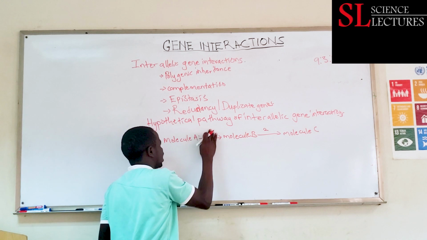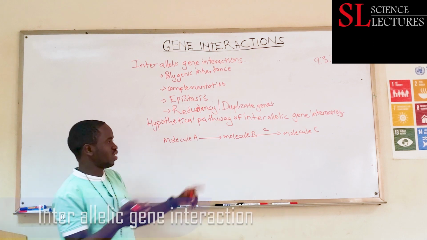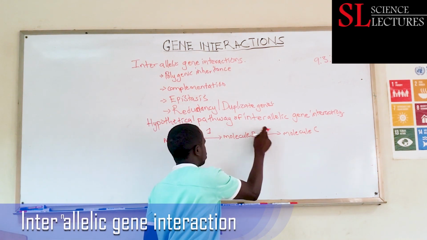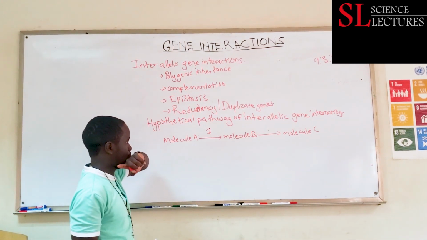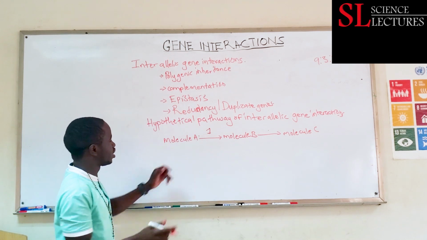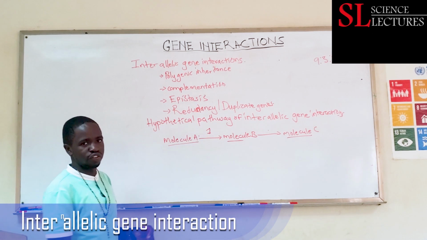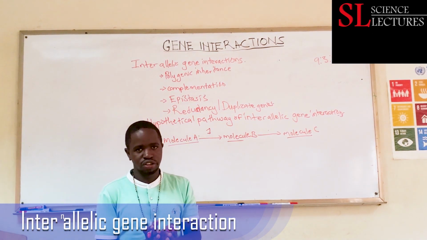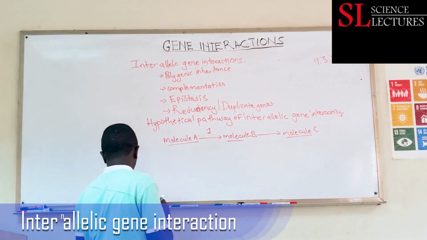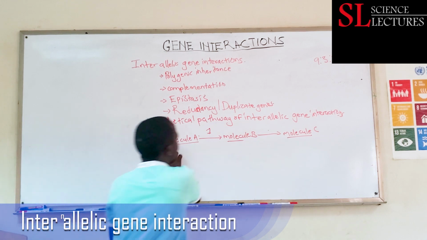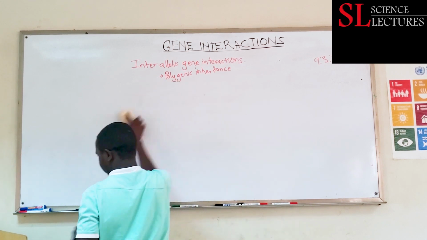If I remove my enzyme 1, the conversion of molecule A to molecule B can never happen. And if I remove my enzyme 2, assuming I have my enzyme 1 here, the conversion of molecule B to molecule C can never happen. So we are looking at inter-allelic. All the genes that code for these different molecules are located on different chromosomes, but they work together, which is what we call gene interaction. I know this has not yet made sense, but as we continue our discussions, you will see how this hypothetical pathway is used to explain inter-allelic gene interactions.